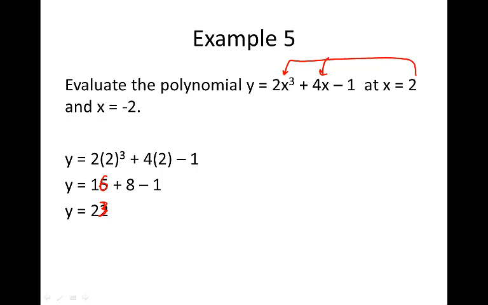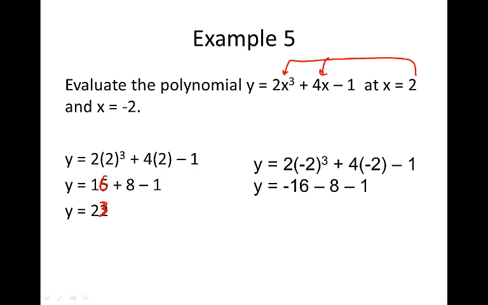How about the next one? So see if you can plug in a negative 2. So you just plug in a negative 2. You get a negative 16 minus 8 minus 1. Careful with the negatives, right? When I have negative 2 cubed, that's going to be a negative 8. Times 2 is a negative 16. Now combine your like terms, you'll get a negative 25.